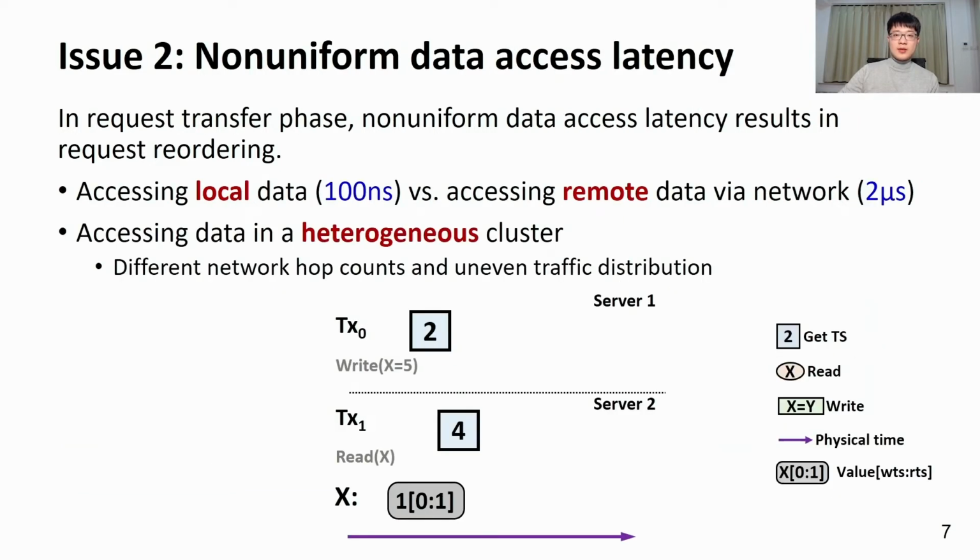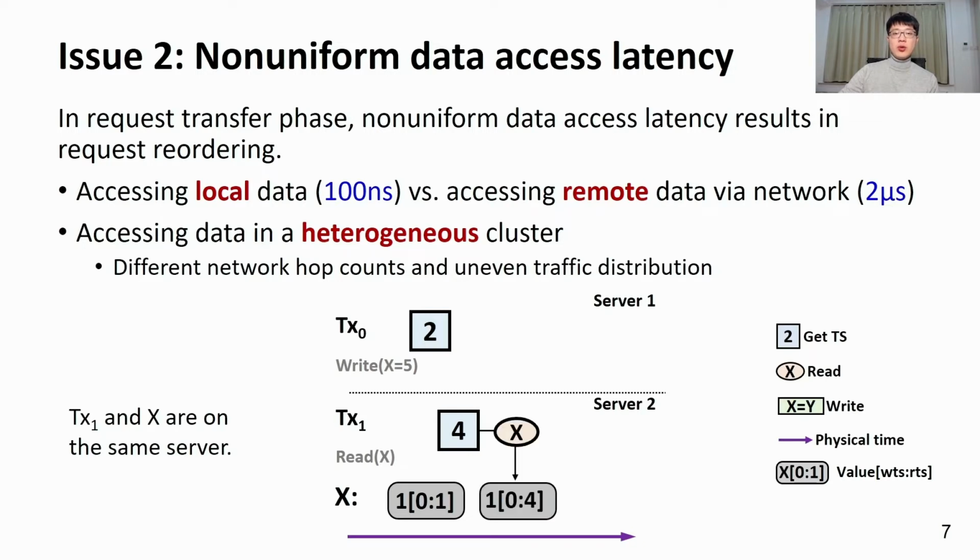In request transfer phase, non-uniform data access latency results in request reordering. The latency of accessing local data in memory is 100 nanoseconds, while the latency of accessing remote data via data center network is 2 microseconds. The gap leads to request reordering. Let's take the same example, but this time we have accurate clocks. Note that transaction 1 and X are on the same server. Although transaction 1 gets a timestamp after transaction 0 this time, it reads X earlier due to local access. As a result, transaction 0's write fails again.